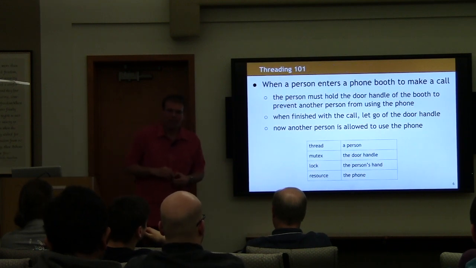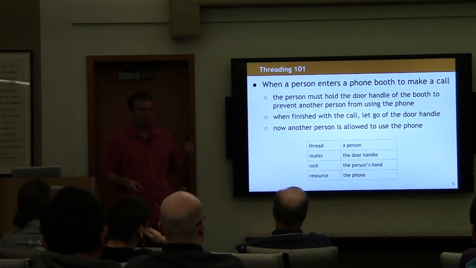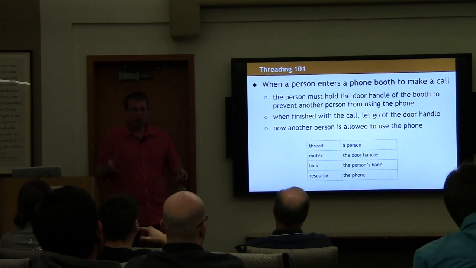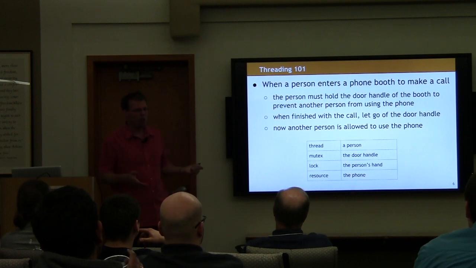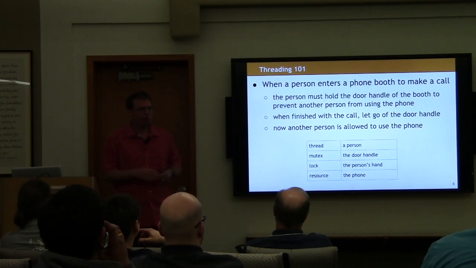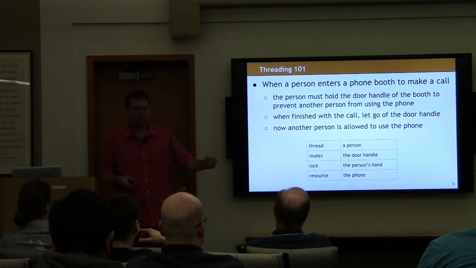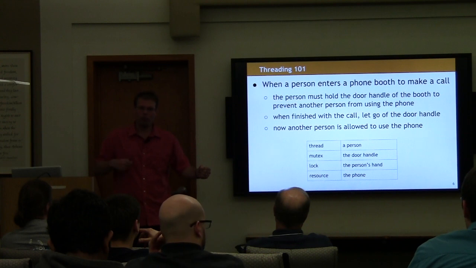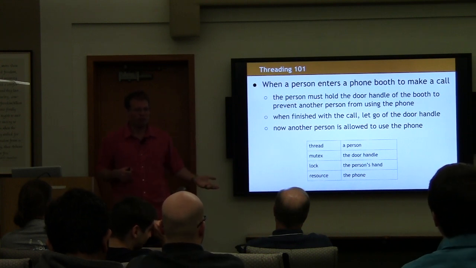So here's a wonderful example of how to think about mutexes and the issues that they solve and cause. Imagine we have a phone booth. And if you're having trouble imagining that, go to England, where I'm reliably informed they still exist. Suppose that you have multiple people trying to use the phone at the same time. And we make a rule that says, if you want to use the phone, you must first put your hand on the door handle. And you must hold your hand on the door handle the entire time you're on the phone. And then once you're done with the phone, you can let go of the door handle.